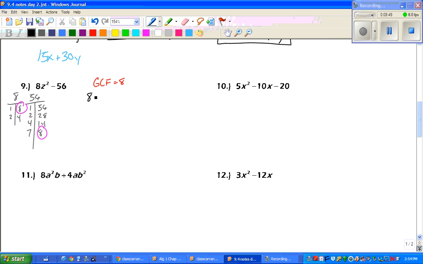So I'm going to rewrite the problem real quick because I just kind of wrote where I needed to go. I'm going to divide both of those just by the GCF. So the 8 comes out front. We're left with z squared. 56 divided by 8 is 7.